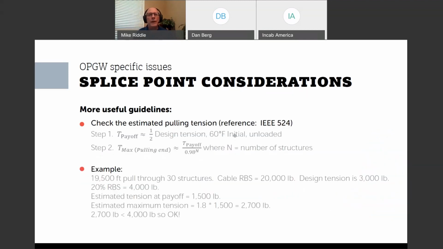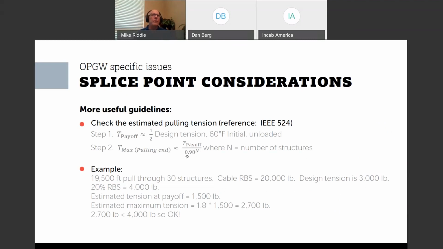How do you estimate that pull-in tension? Well, IEEE 524 gives you some guidelines on that. Basically, the tension at the cable payoff is going to be about half the design tension at the 60 degrees final initial unloaded condition. If you take that tension and divide by 0.98 raised to the n, where n is the number of structures, you get a good estimate. And this is just kind of a field experience thing.